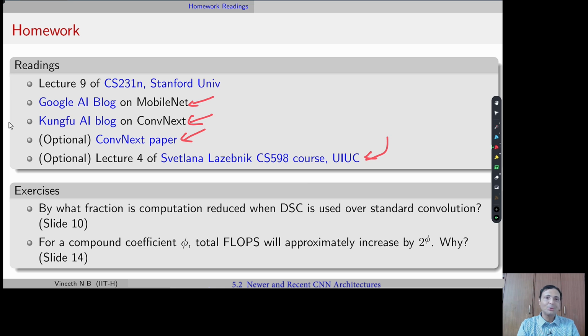As exercises to take away from this lecture, by what fraction is computation reduced when depthwise separable convolution is used over standard convolution? Use slide 10 as a reference to answer this question. And for a compound coefficient phi, the total FLOPs will approximately increase by 2 power phi. Why do you think so? For this, you can look at slide 14 for reference and working out the answer.